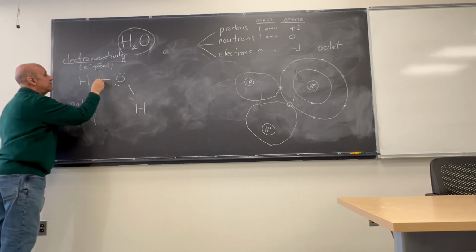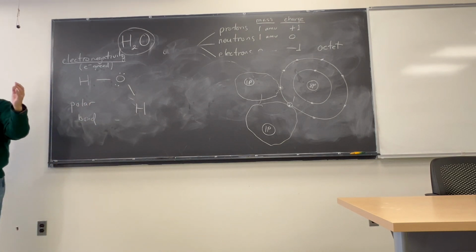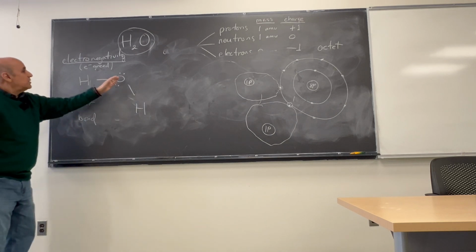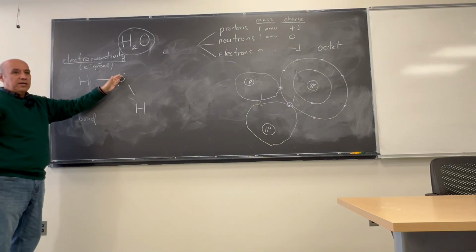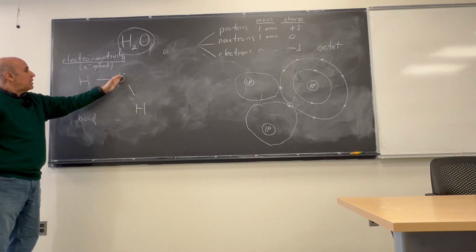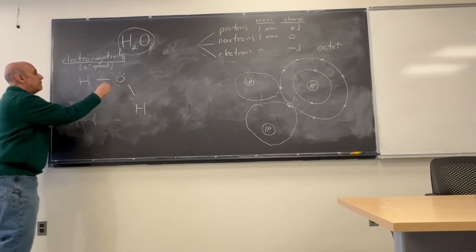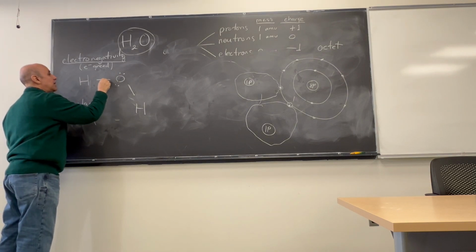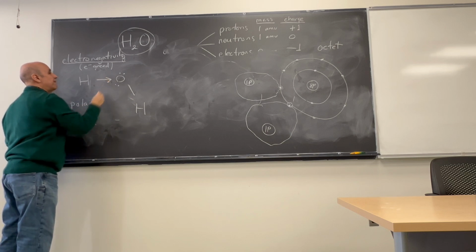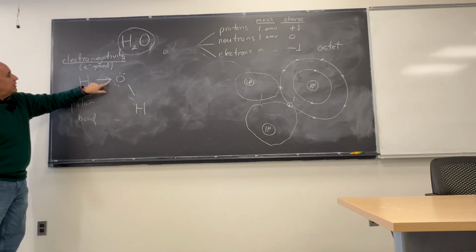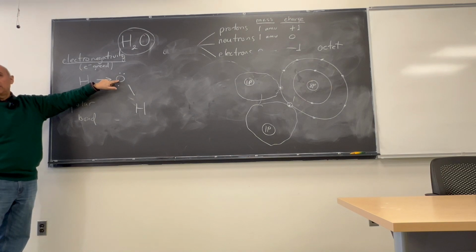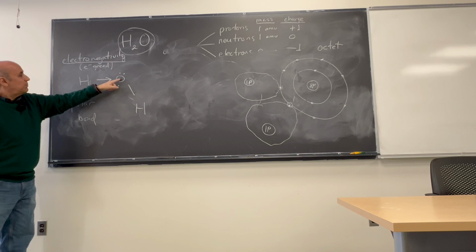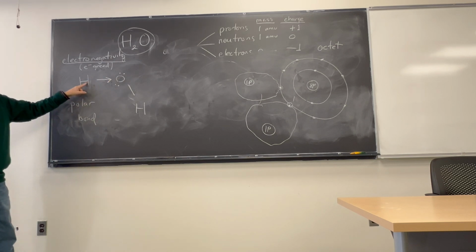So this bond has polarity, has a positive end, and it has a negative end. If the oxygen is more electron greedy, then the electron is going to spend more time close to the oxygen, which is going to make this more negative. We indicate that with an arrow. The head of the arrow points towards the more electronegative element. In this case, oxygen. So oxygen is more electron greedy, hydrogen is not as greedy.